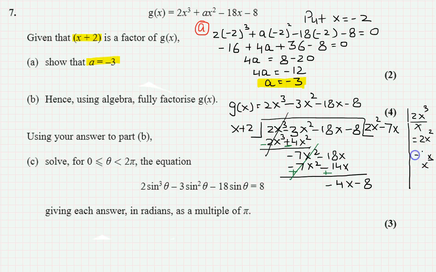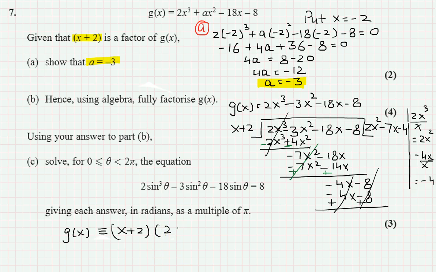This is x only, this is minus 4x. So it will be minus 4x over x is minus 4. So minus 4 times 2 is minus 8. Both are negative, so this is positive. This is positive. We cancel. So g(x) has the factors x plus 2 and 2x square minus 7x minus 4.